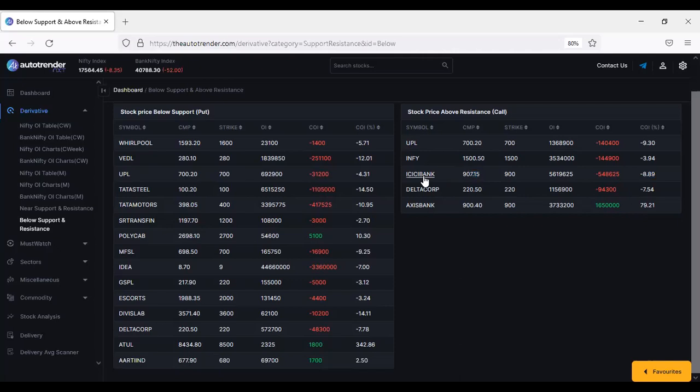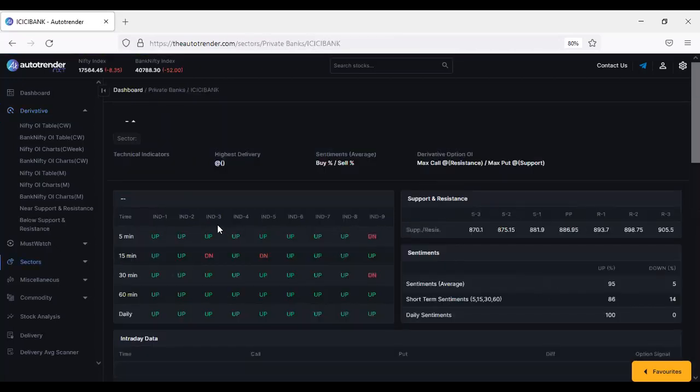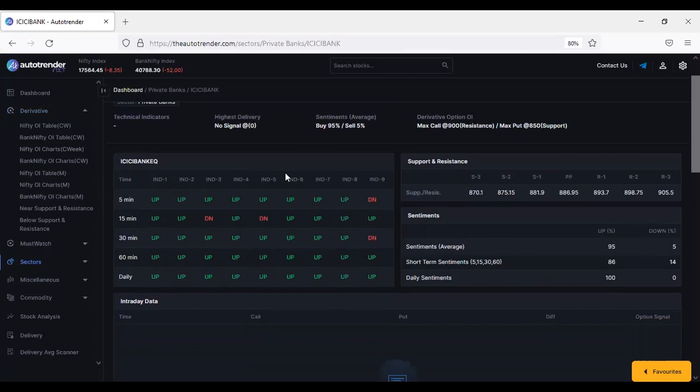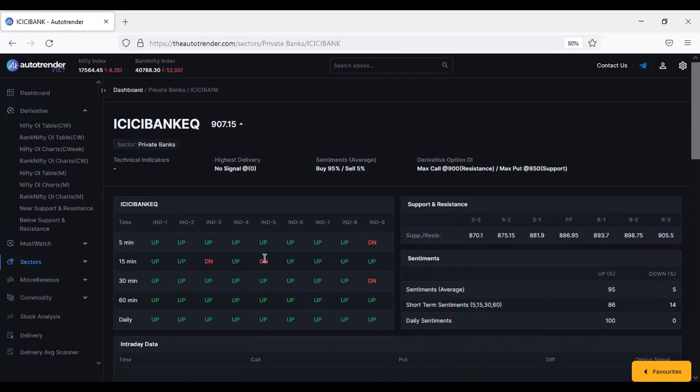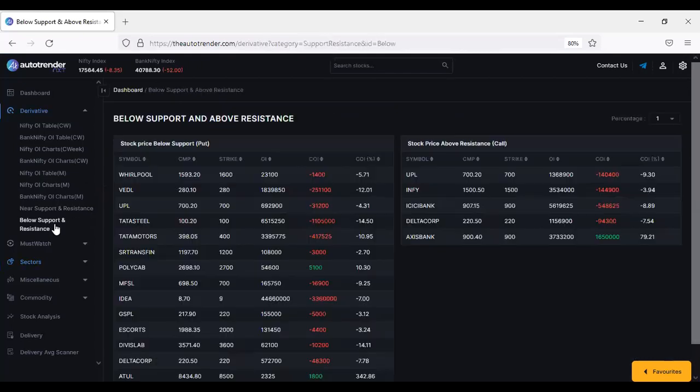If you look at technicals, just click on ICICI Bank. It will give you a technical perspective as well, wherein ICICI is looking very good. So you can eventually take a trade on ICICI Bank. The same call resistance is given over here. Once it breaks above the resistance zone, it is a clear buy. And you have to see the unwinding data as well.